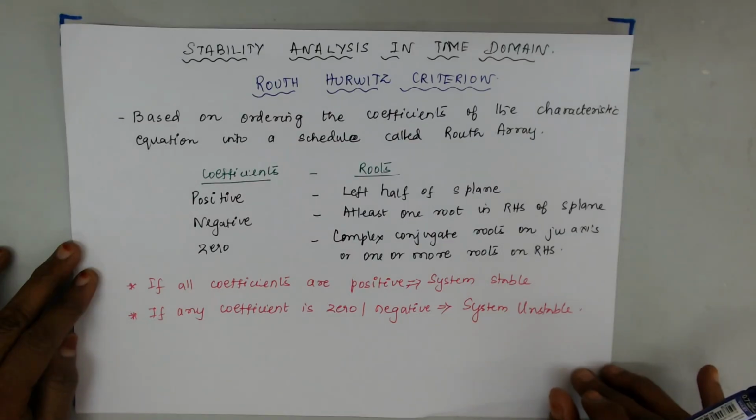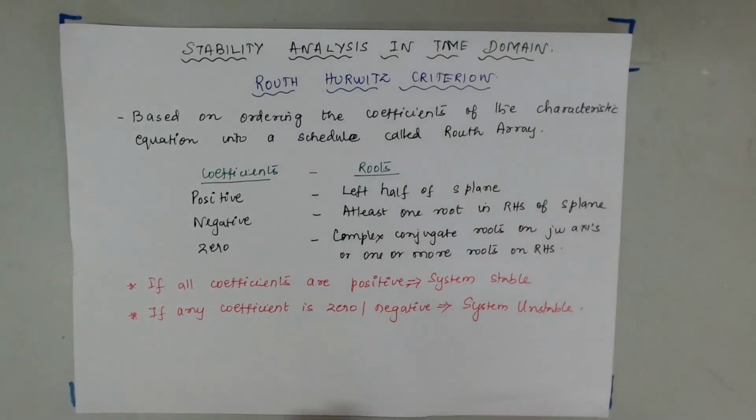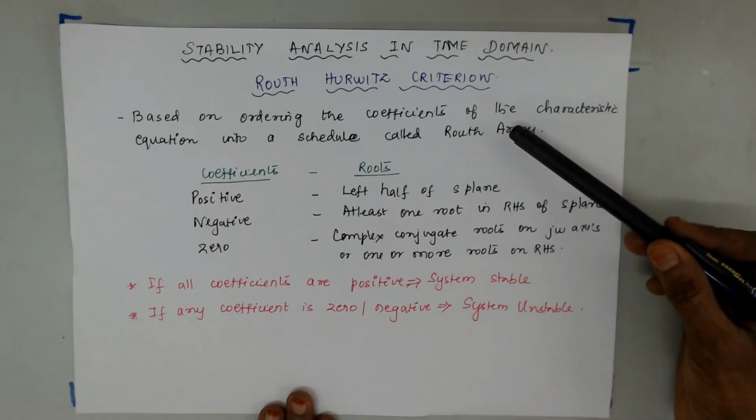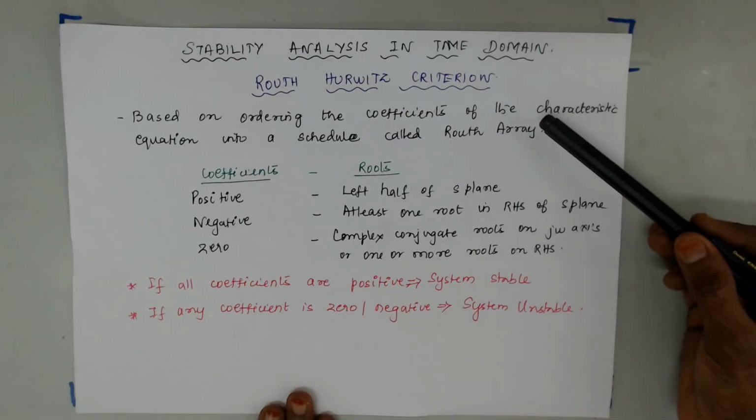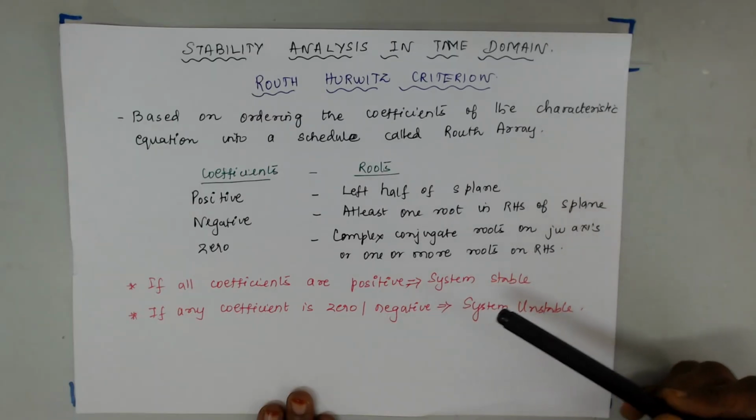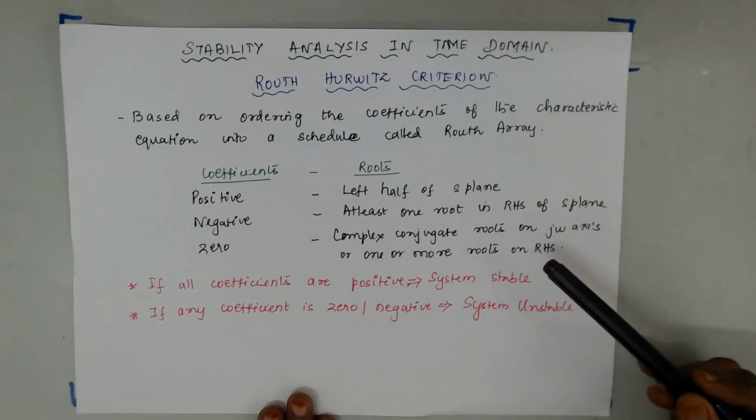Today's topic of discussion is stability analysis in time domain. In that, we are going to talk about Routh-Hurwitz criterion for system stability analysis. Routh-Hurwitz is based upon the ordering of the coefficients of the characteristic equation into a schedule called Routh array. So, we need to construct the Routh array given the coefficients of a characteristic equation. Based on the analysis of the Routh array, we are going to come to a conclusion whether the system is stable or not.